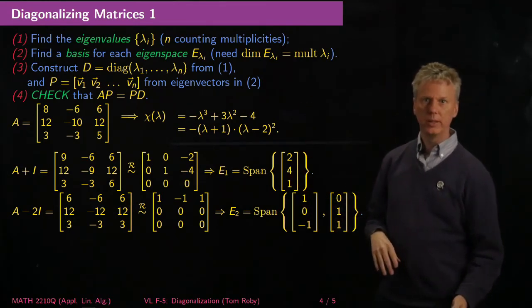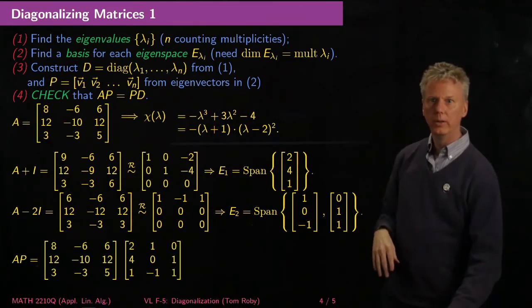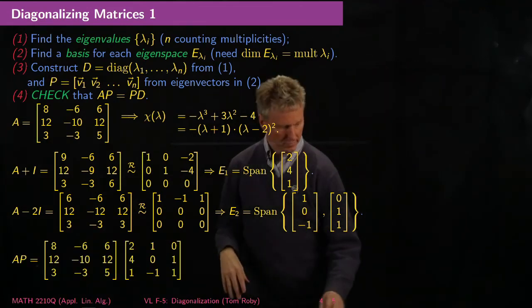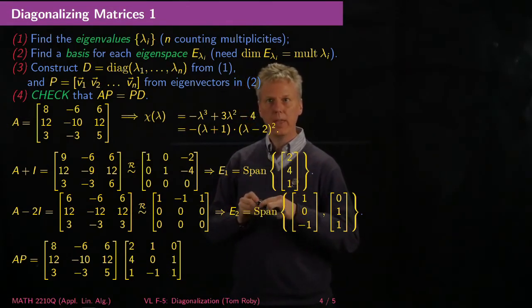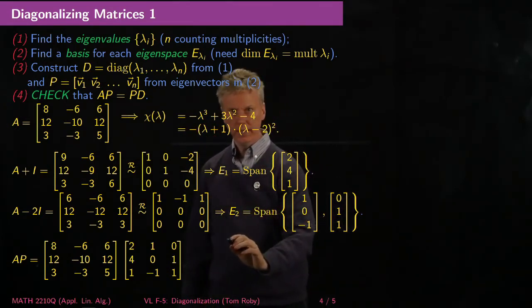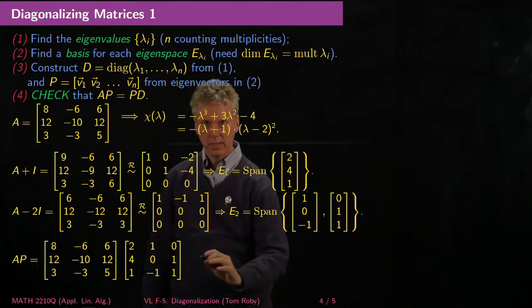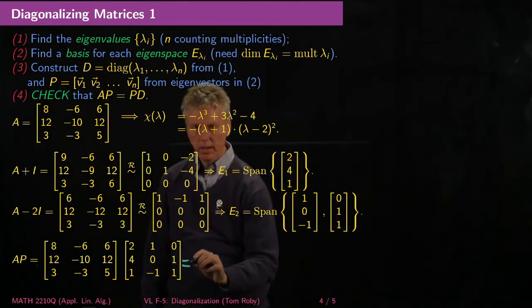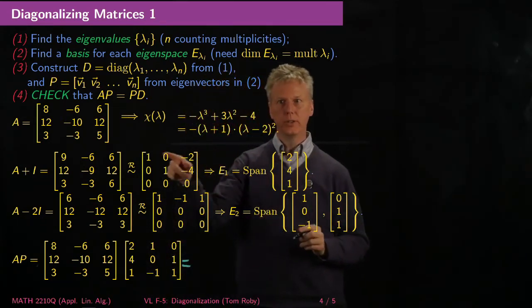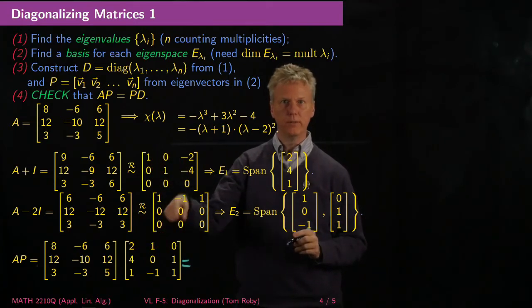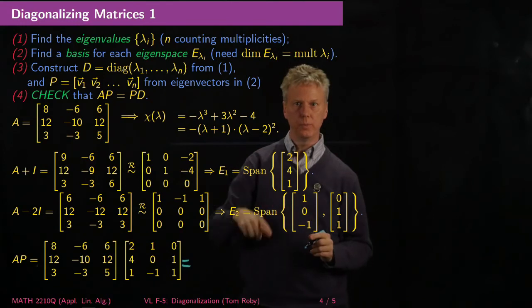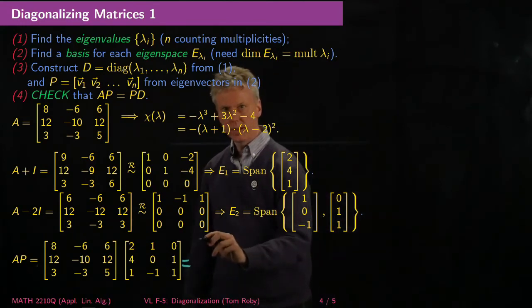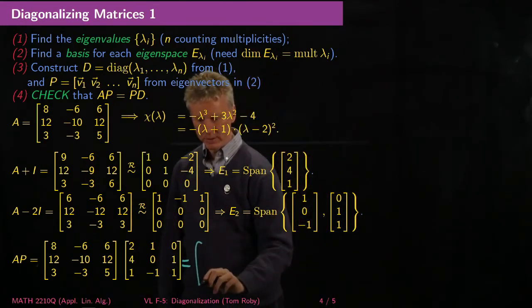In fact, how do we write the diagonalization? Well, here we're going to have AP equals this. And we want that to be equal to PD. So what's D going to be? Because of the order in which I've written these vectors, D is going to be the diagonal of negative 1, 2, 2. Okay? But let's just compute this out and double check what's going on.